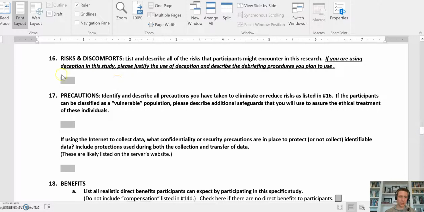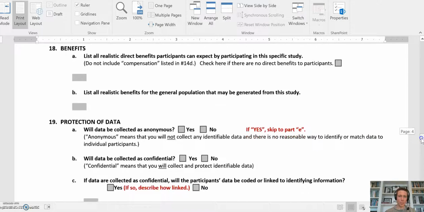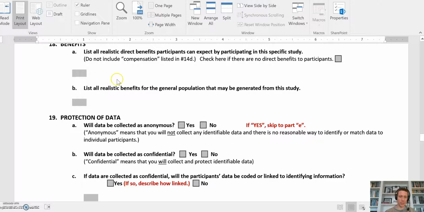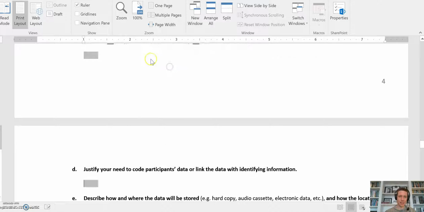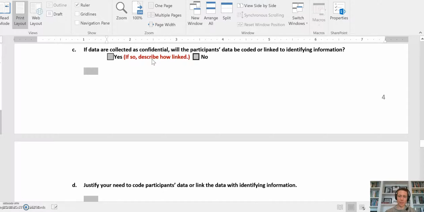What are the risks and discomforts? Identify and describe all precautions you have taken to eliminate risks. If using the internet, what confidentiality and security are you using? Passwords, that type of thing. What are the benefits to the participation? What are the benefits to the general population for conducting the study? How are you going to protect the data? Is it going to be anonymous?